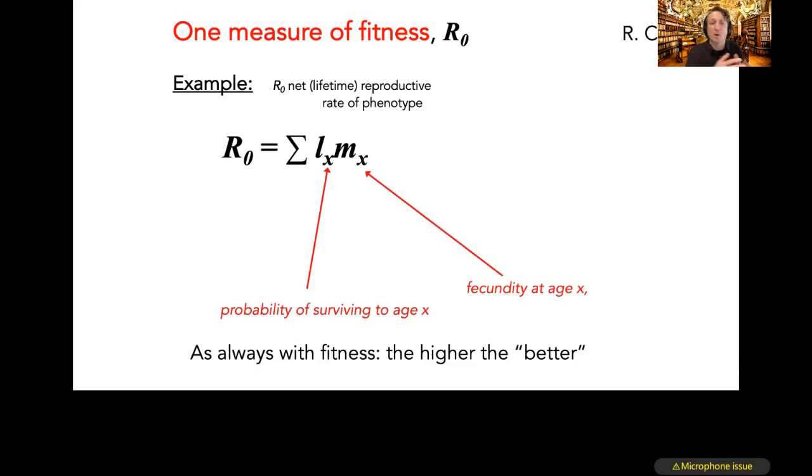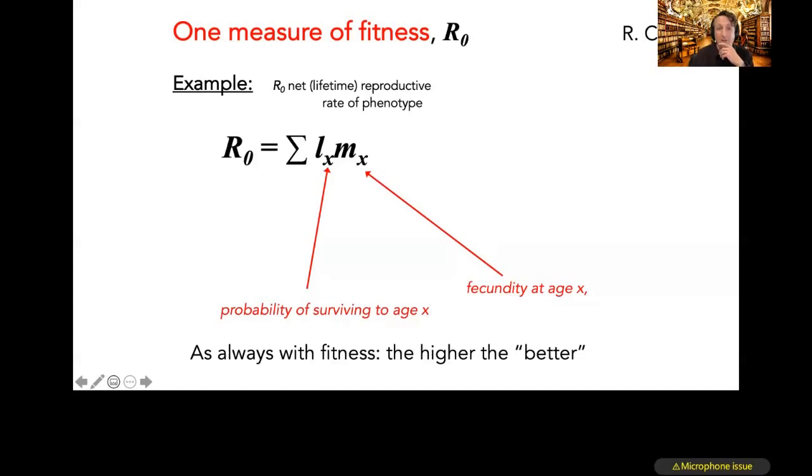Now notice we multiply the probability of surviving by the fecundity at a given age, and we're going to sum those across the entire lifespan of a phenotype, okay? That is going to give us a measure of R naught. And we're going to use that as our measure of fitness. So as always with fitness, the higher, the better. And remember, always with fitness, it's relative to another phenotype.